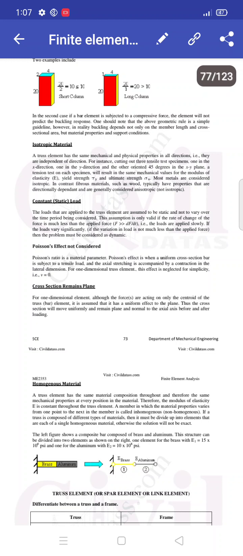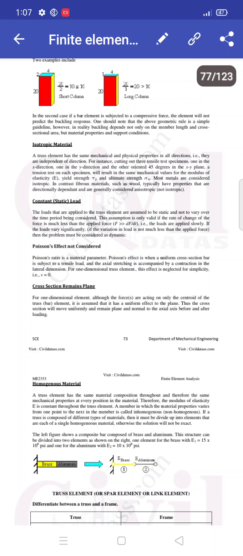The loads that are applied to the stress element are assumed to be static and not to vary over the time period being considered. The assumption is only valid if the rate of change of the force is much less than the applied force. The loads are applied slowly. If the variation in load is not much less than the applied force, then the problem must be considered as dynamic.